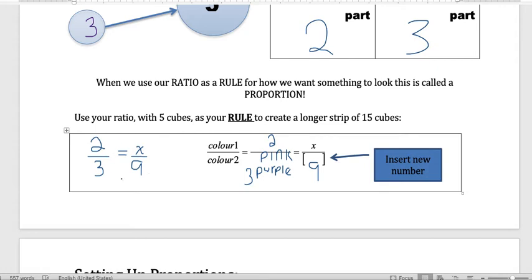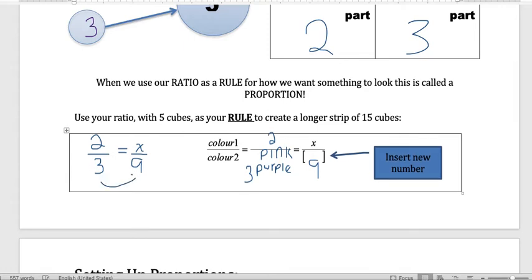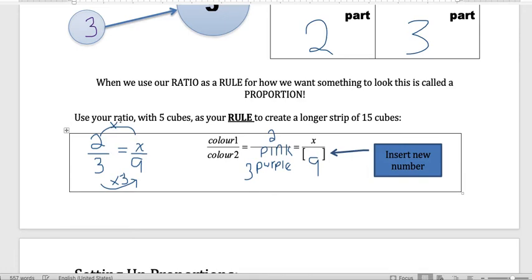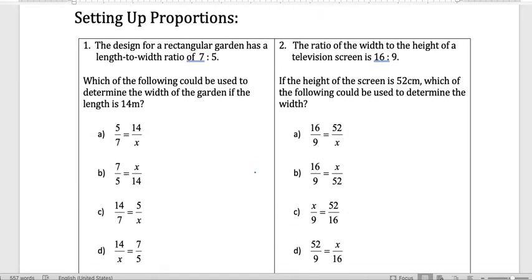So how many pinks would there be if we used a strip of 15 cubes? So there's a couple ways that you can solve this. You can ask yourself, how did I get from 3 to 9 using multiplication or division? Well, I multiplied by 3. So that means I would have to multiply that numerator by 3 as well. So just a way to solve your proportions.